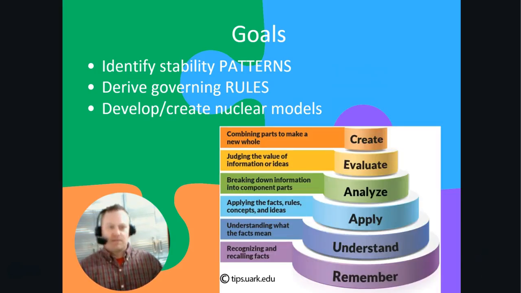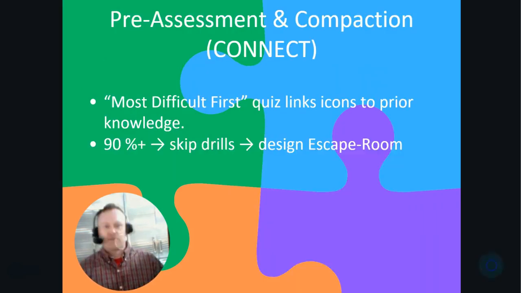That's at the bottom of our Bloom's taxonomy. Then we're going to derive governing rules and then develop or create a model that shows that understanding. Our goal here is to go from fairly simple to much more deep and complex understanding. Before you get started, it's often important to know where students are at so that we can make sure that each one of them is growing appropriately.